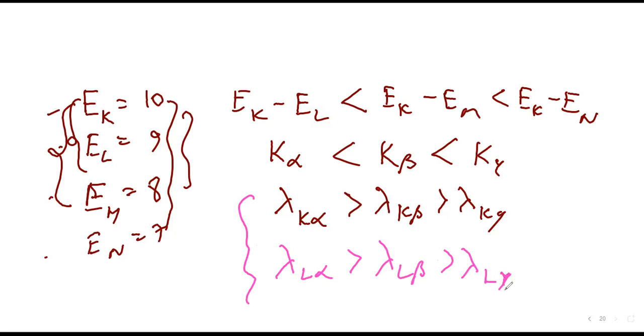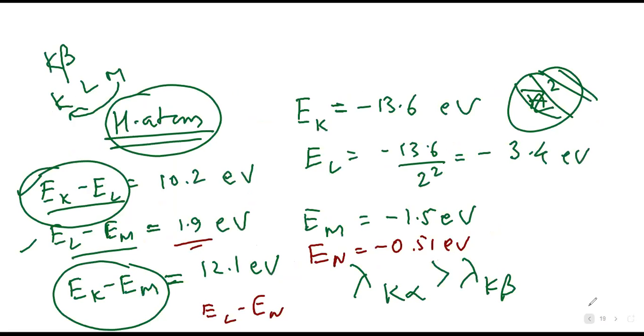Can you go back to the other slide? The one we were just doing. I think the question had some mistake. The question was L alpha and L beta, right? So that would be from L to M. Sorry, L to N.